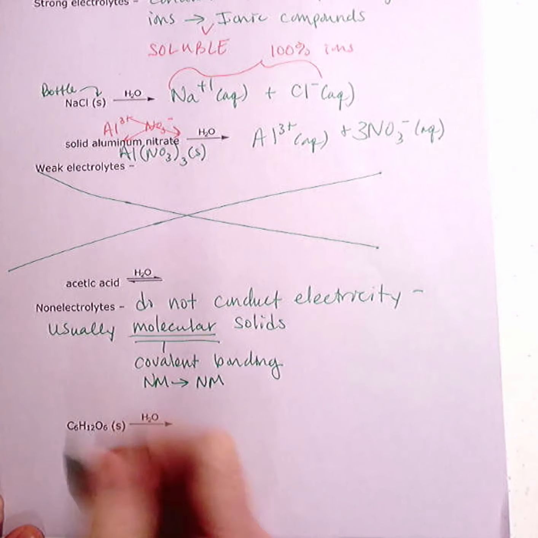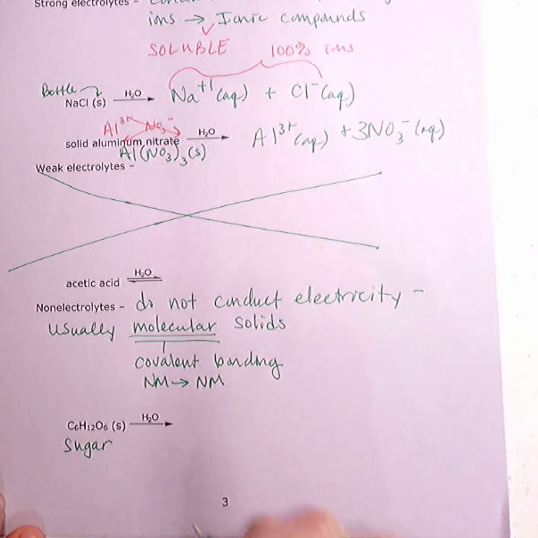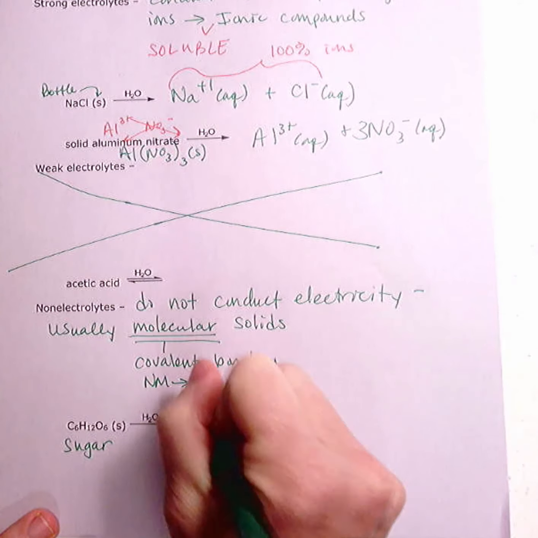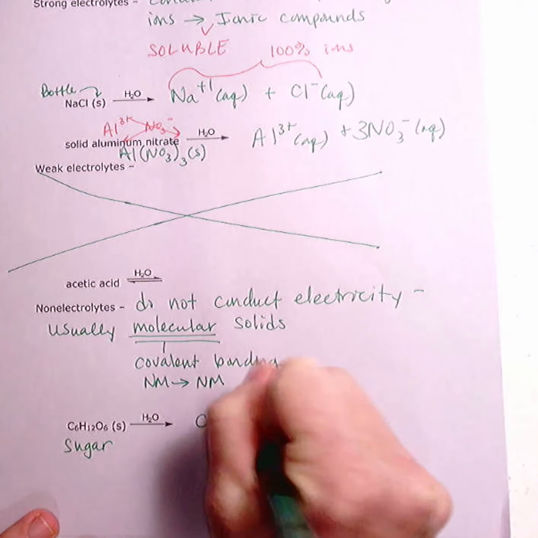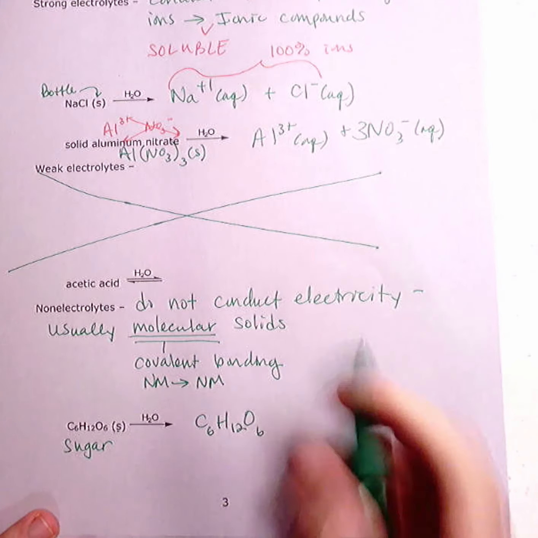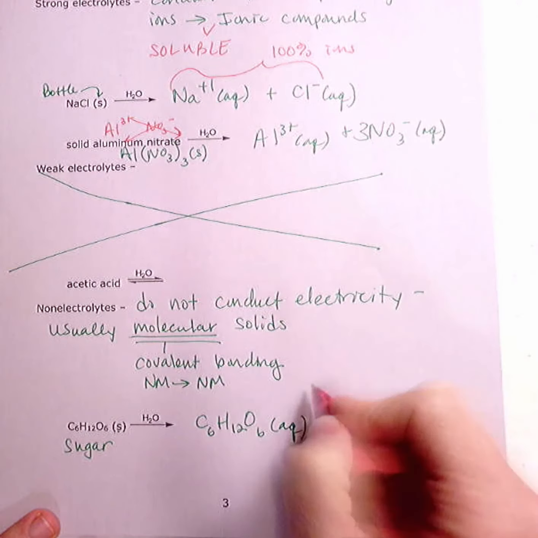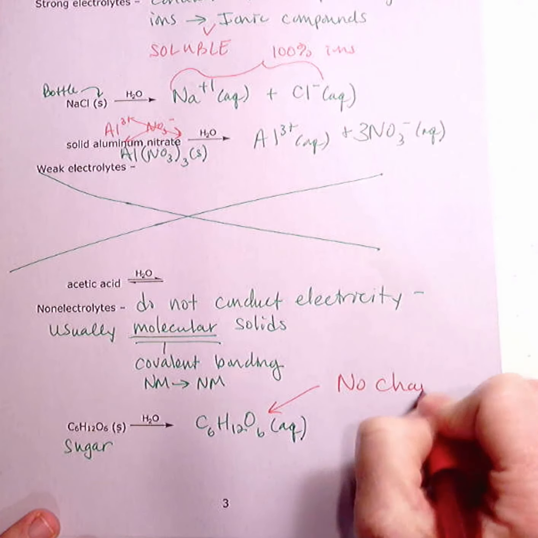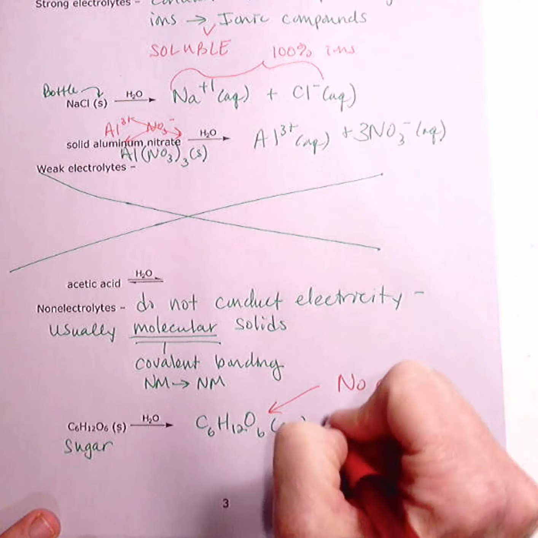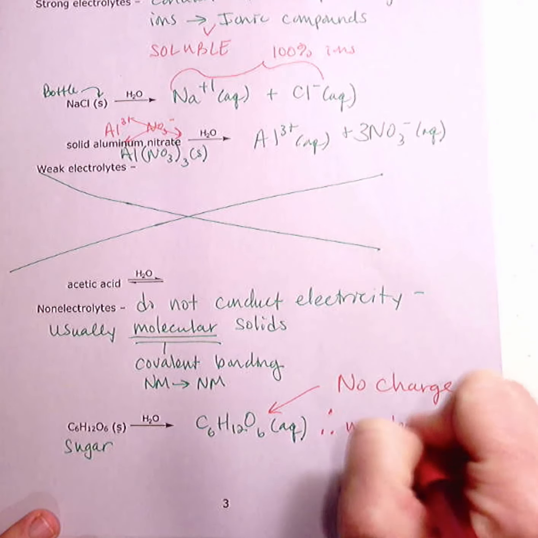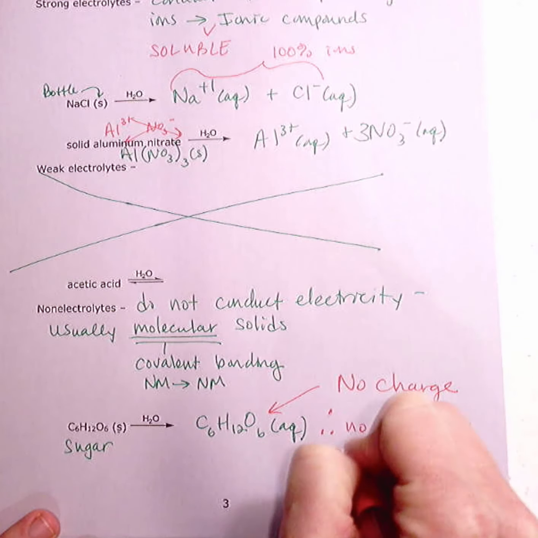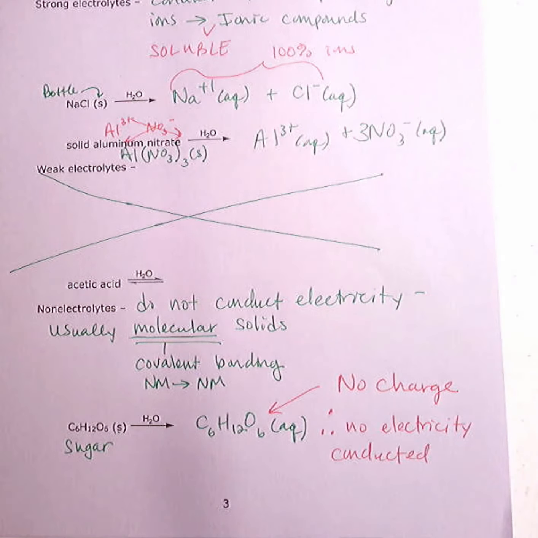So a classic example would be sugar. Sugar does not ionize. Carbon's a nonmetal, hydrogen's a nonmetal, oxygen's a nonmetal. So this participates in covalent bonding, and it's not going to ionize, so you end up with C6H12O6. And the only thing that changes is this goes from solid to aqueous. So notice, because there's no charge, no electricity is conducted. So now back to the hairdryer example.